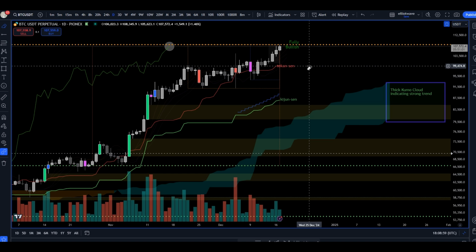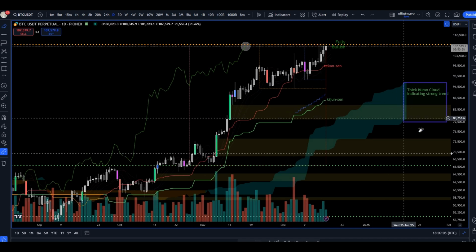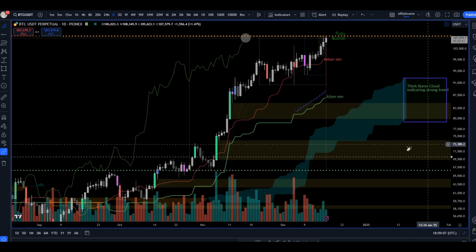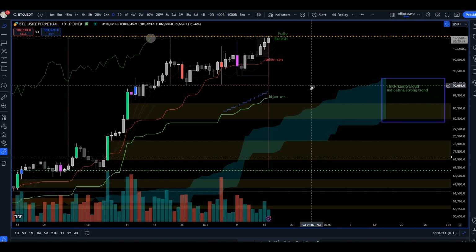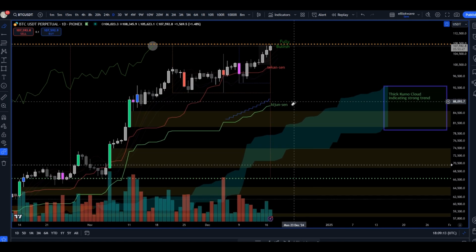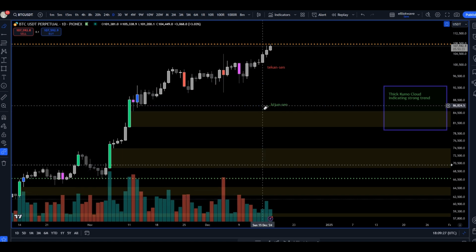Kijun-sen, the baseline. This is calculated as the average of the highest high and the lowest low over the past 26 periods. It serves as a medium-term indicator, providing insights into the overall market trend and acting as a strong support/resistance line. They work similar to moving averages. These lines are used together to identify trends, potential reversals, and trading signals within the Ichimoku Cloud framework.